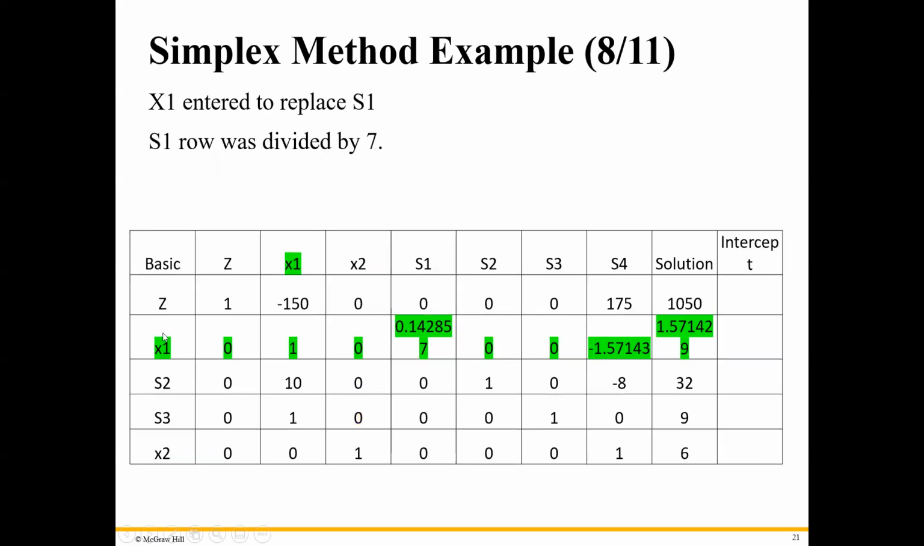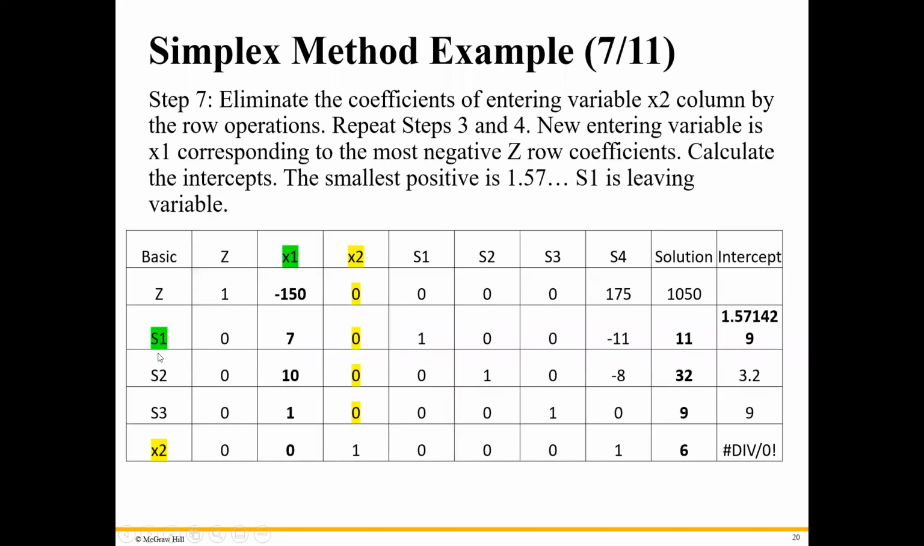So that we will do over here. Then in this case, what we can see is that it has become X1. But in the previous step, since it is the leaving variable, the pivot value over here is 7. Okay, the pivot value over here is 7.